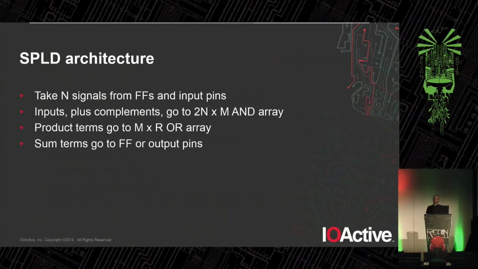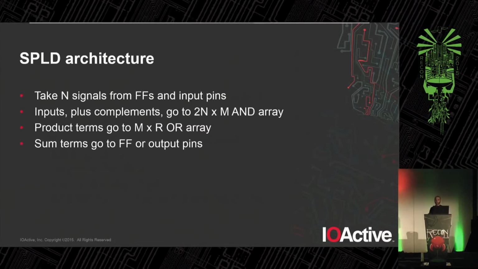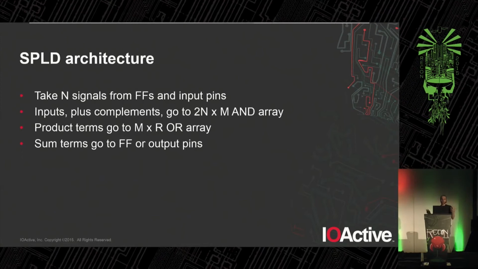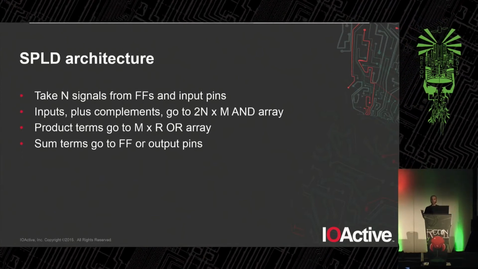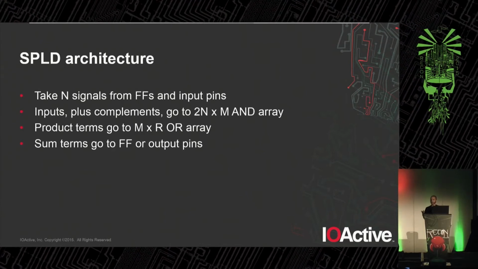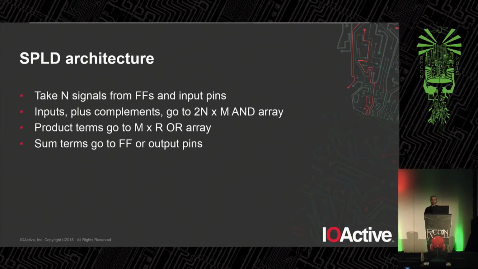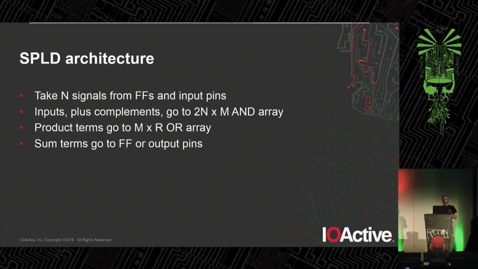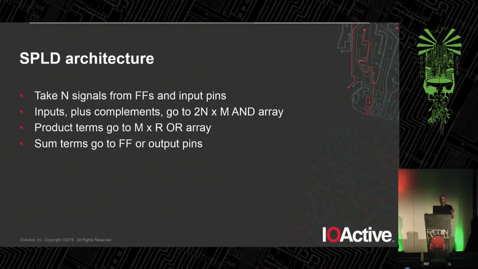So if we take this and we want to build a full programmable logic device, what we do is we take a bunch of signals coming from our registers that store state. We take a bunch of signals from our input pins. Then we feed these into an AND array. We invert them, so we have 2 times however many inputs. We take M product terms out of that. The product terms then go into a programmable OR array. The output of that gives us, we'll just call it R outputs.